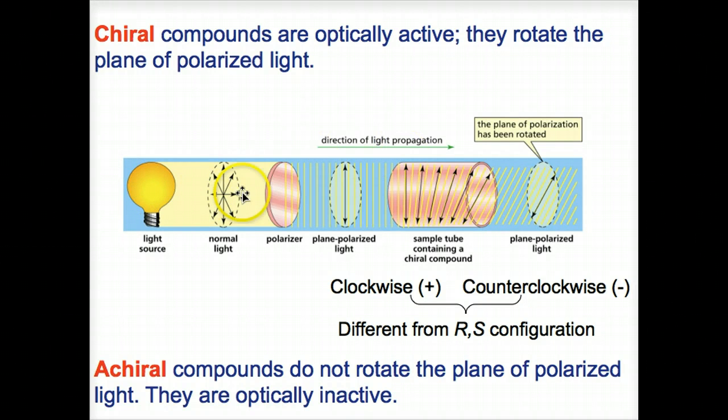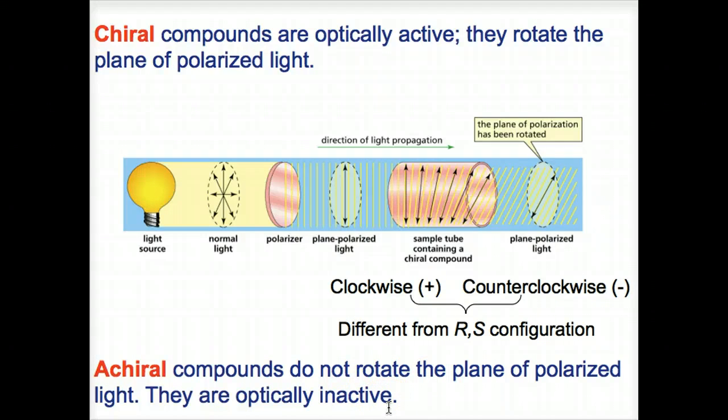So again, you can see in this display here, a light source, like a light bulb, will provide normal light that oscillates in all directions. If it passes through a polarizer, then we have plane polarized light that oscillates in one direction. If it then passes through a sample tube containing a chiral compound, the light rays are actually rotated. The plane of polarization has been rotated if it's a chiral compound. Achiral compounds do not rotate the plane of polarized light. They are optically inactive.